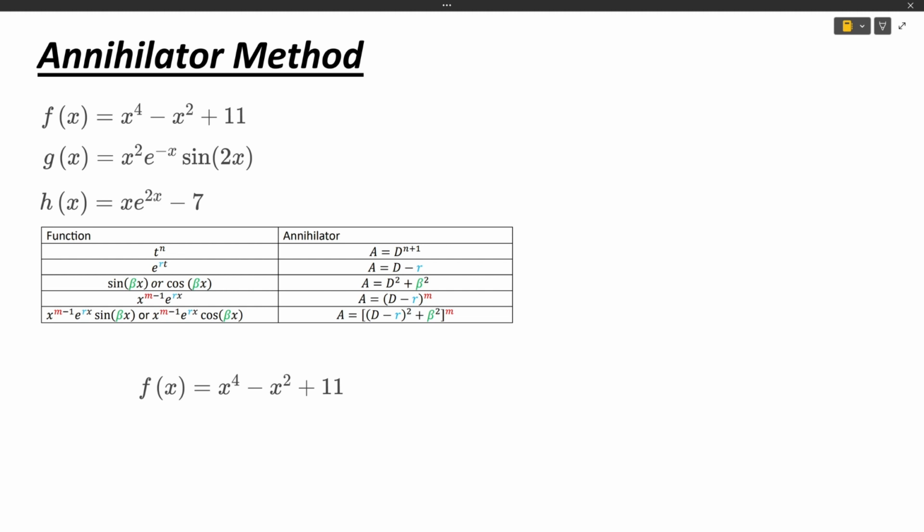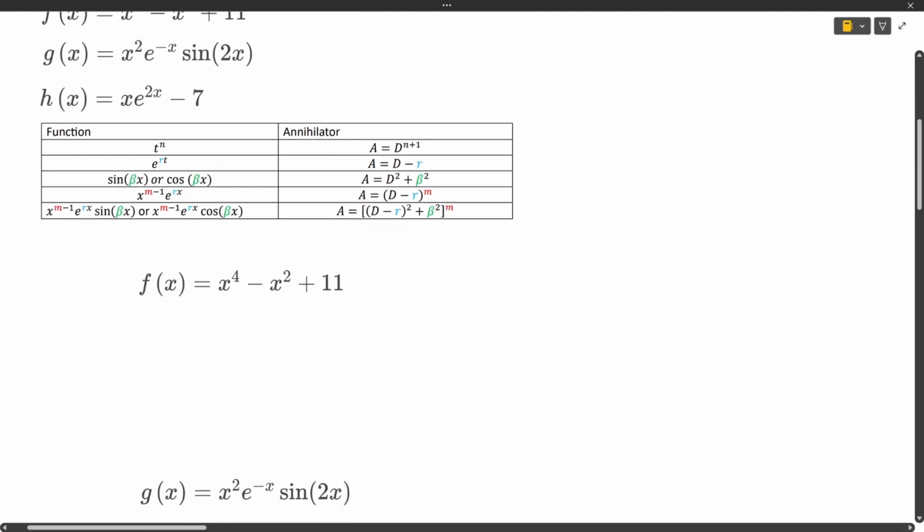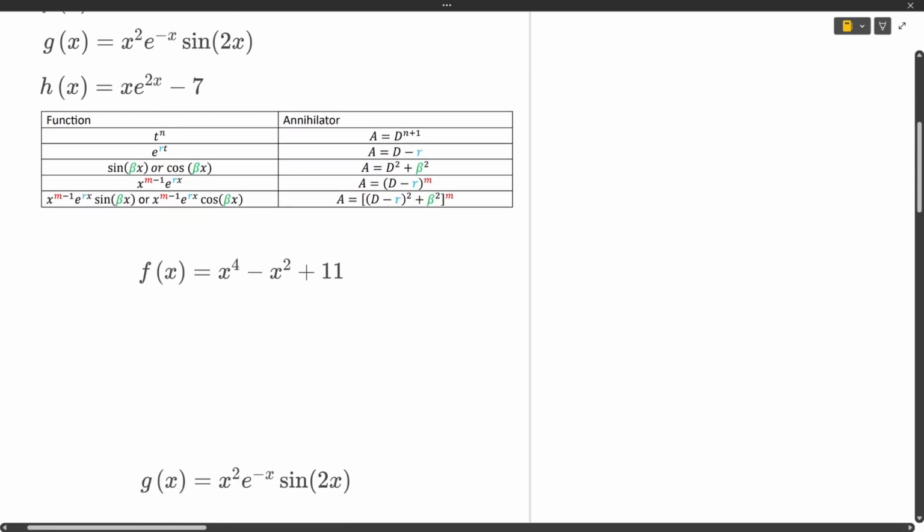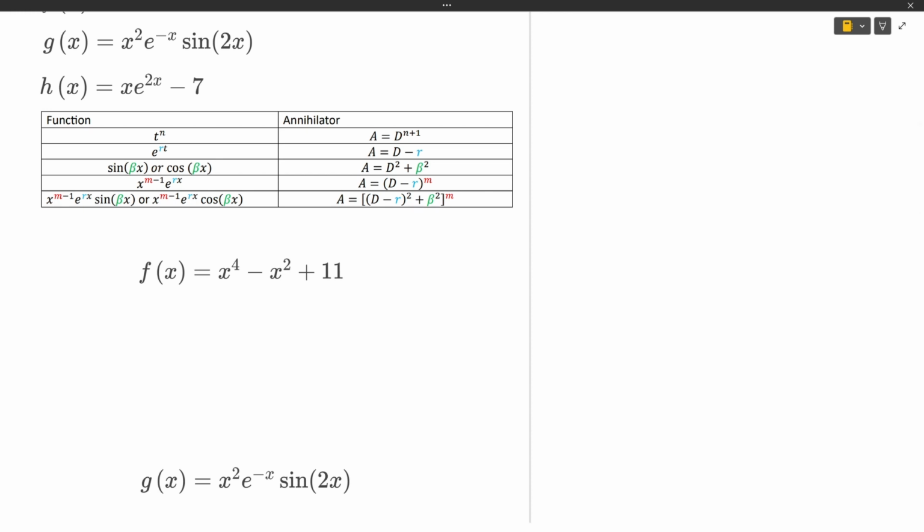The whole goal of an annihilator is to do exactly as the word says, to annihilate the function, which means we're just trying to get rid of the function and set it equal to 0, or turn it into 0. It is an operator, so we're applying an operator and then we're just trying to annihilate the function. In this table here, we see some general annihilators for different types of functions. This is just something we're going to be basing our answers off of.